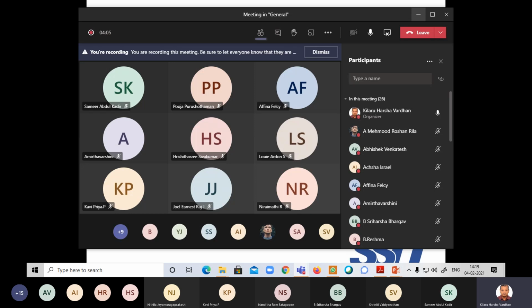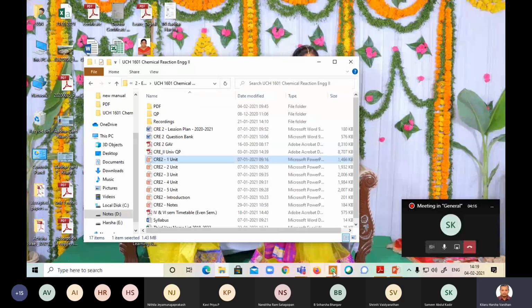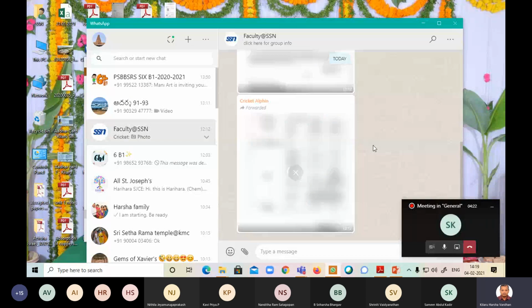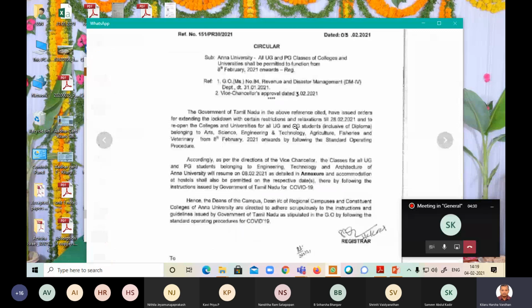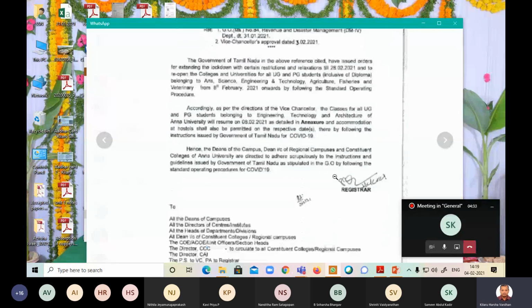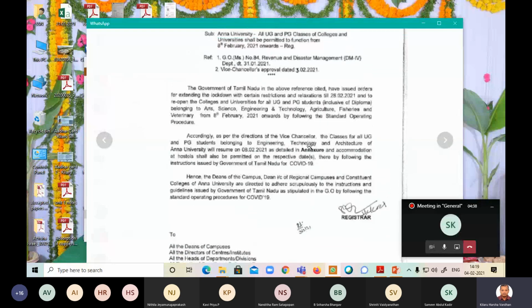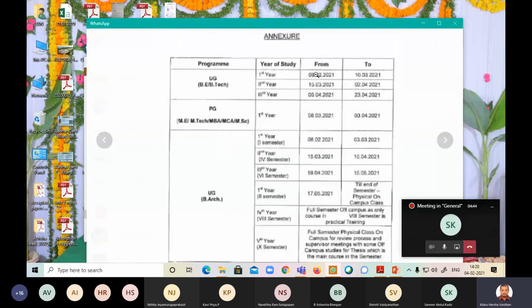So there is a circular from Anna University. I don't know how many of you have gone through it. Right now, from college we didn't get anything, but Anna University is telling us. So you can see here, they are telling us to start from 8. So this is the schedule which Anna University put.